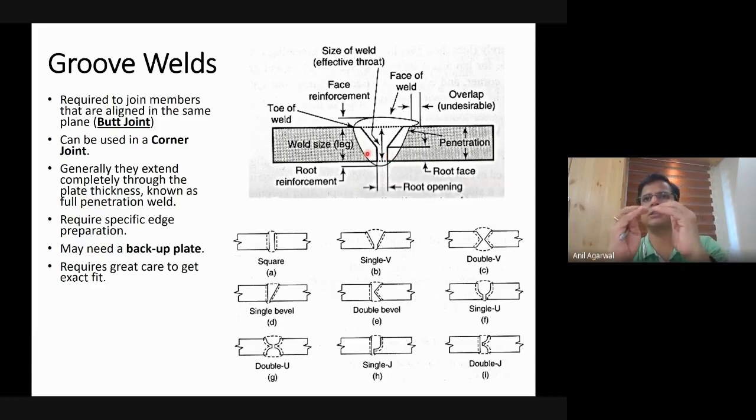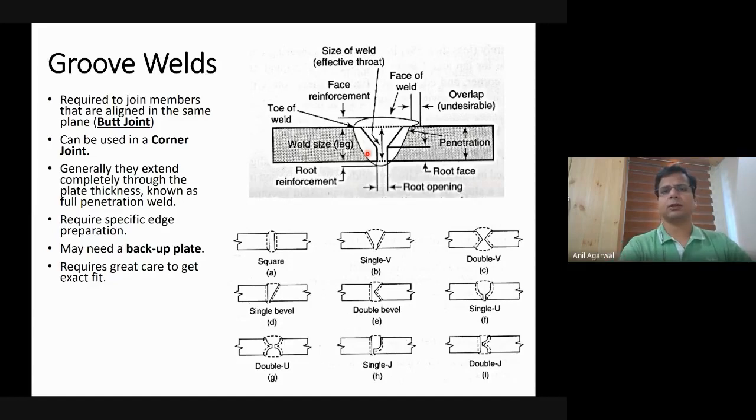Another advantage is that the stresses are quite straightforward. Let's say these two plates are supposed to be in tension eventually, and you provide a groove weld in between. Then the groove weld behaves just like the base metal. It becomes a part of the base metal structure. There is no geometrical complication because of the groove weld, and that's a good thing. So the stress flow is like before.